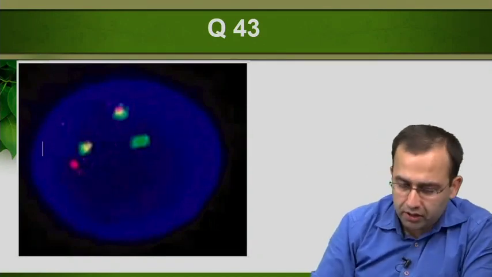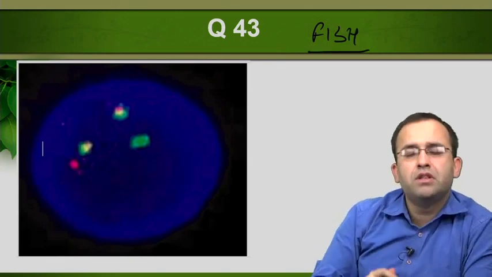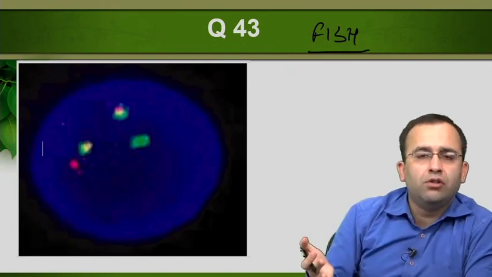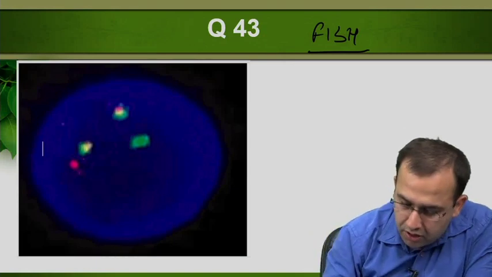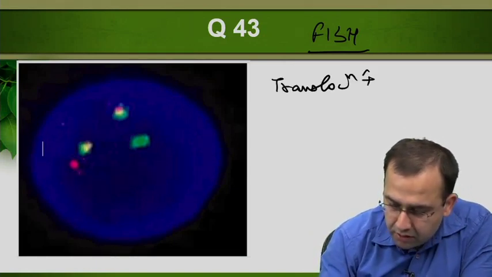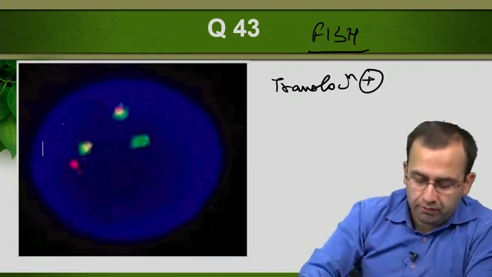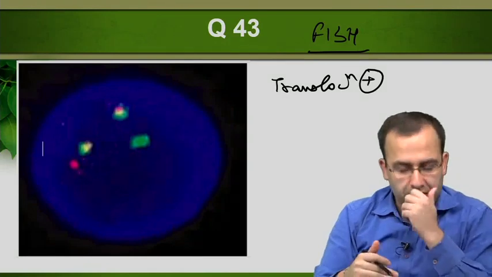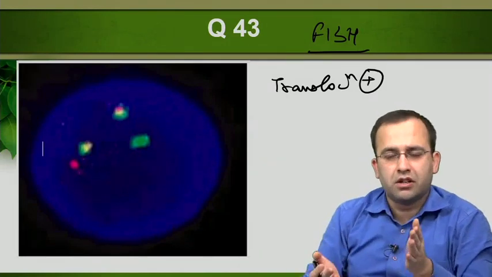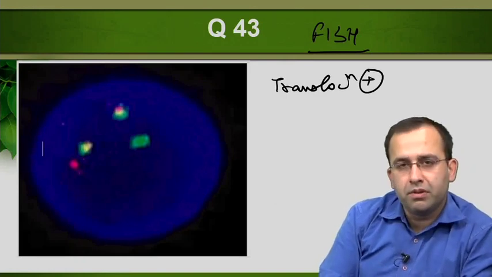Next, which technique is this and the diagnosis? This is FISH. We have discussed this numerous times. Fluorescent in situ hybridization. This is FISH, in which translocation is positive. How do I know that translocation is positive? Normally, FISH is the investigation of choice for detecting any fusion transcript. Suppose I have to detect BCR-ABL. Just by seeing this, I do not know this is for BCR-ABL.